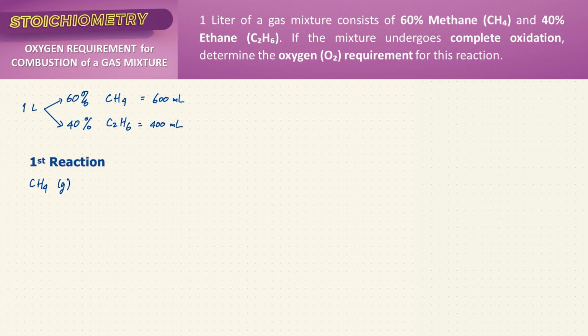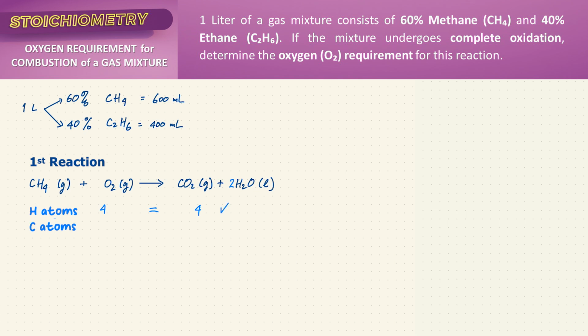For methane gas, it reacts with gaseous oxygen to form CO2 in the gas phase, and H2O in the liquid phase. We will balance this chemical reaction. First, we check the hydrogen atoms. On the left side, the hydrogen atoms are 4, and on the right side, they are 2. Therefore, we multiply H2O by 2, so that the number of hydrogen atoms becomes 4.